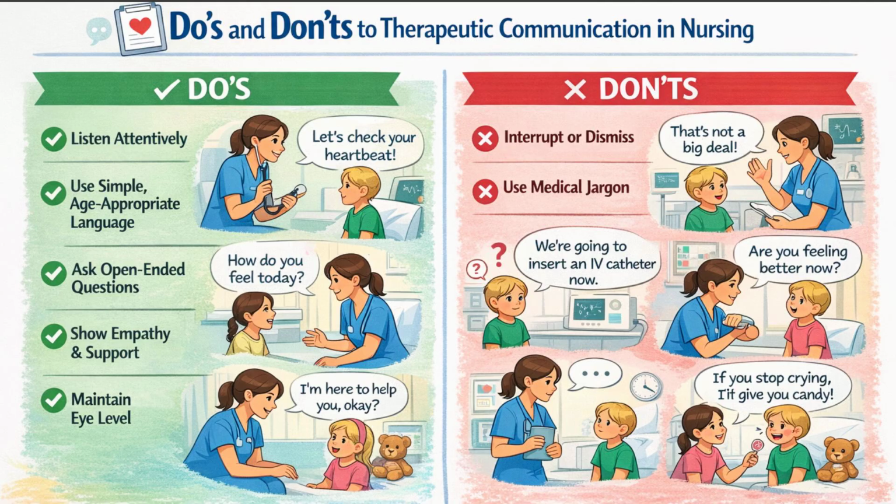For children with ODD or conduct disorder, do set clear, consistent limits. Do remain calm and matter-of-fact. Do offer choices within limits. Don't engage in power struggles. Don't take defiance personally. Don't make threats you can't enforce.